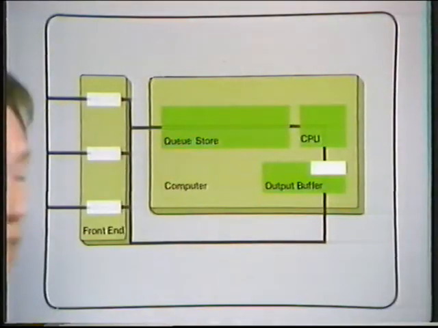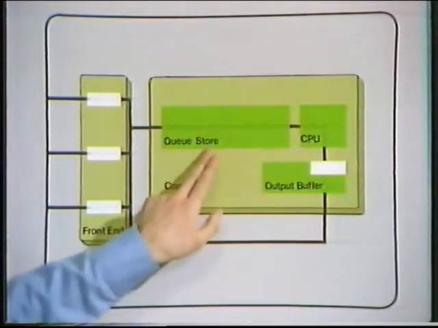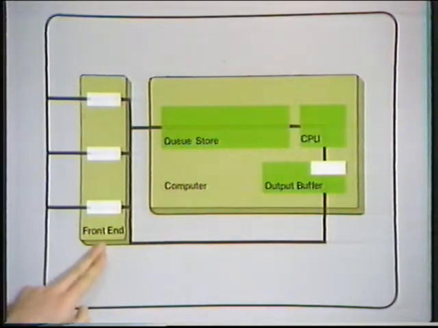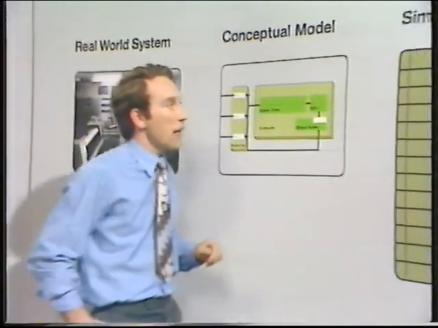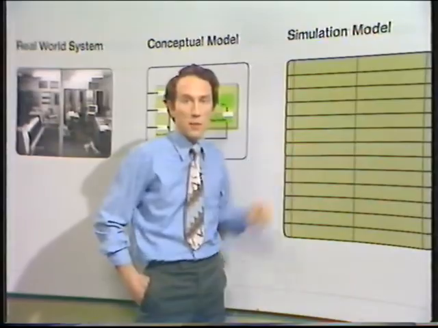We've identified the main features of the model: the CPU that processes the tasks, the queue store where the tasks wait if the CPU is busy, and the front end where the messages build up. So the next question is, how do we get the corresponding simulation model using the Simeon blocks?